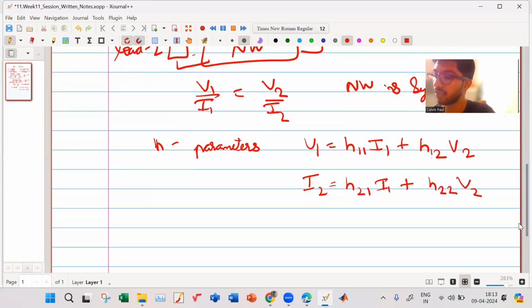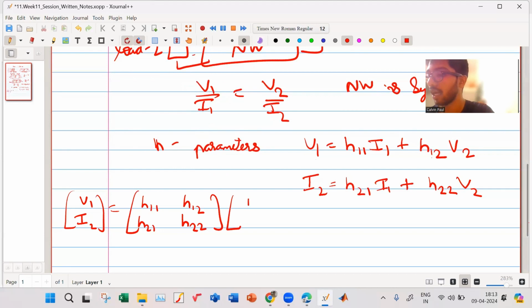So these two equations you represent as V1, I2 is equal to the matrix H11 H12 H21 H22 times I1 and V2. Okay. So these are my H parameters.